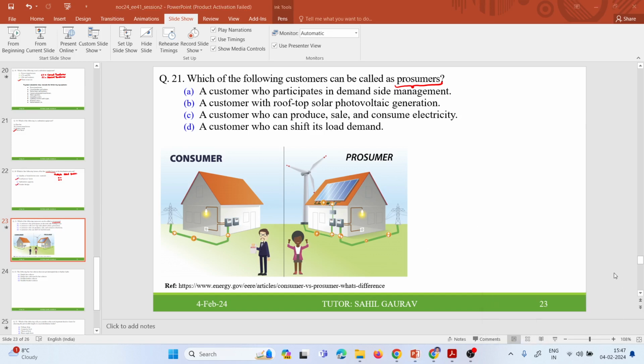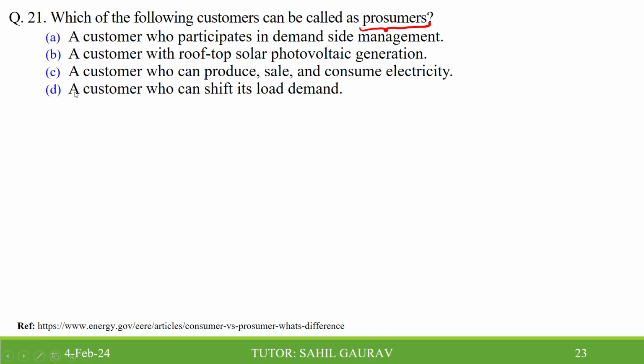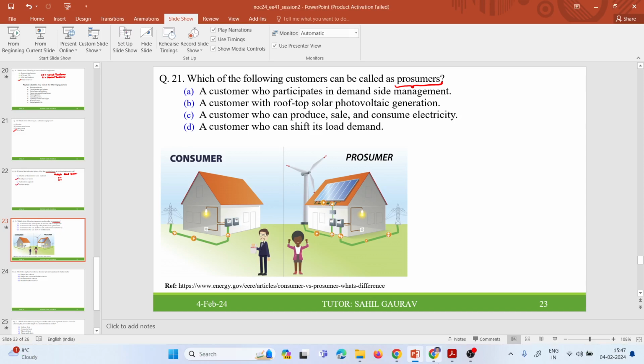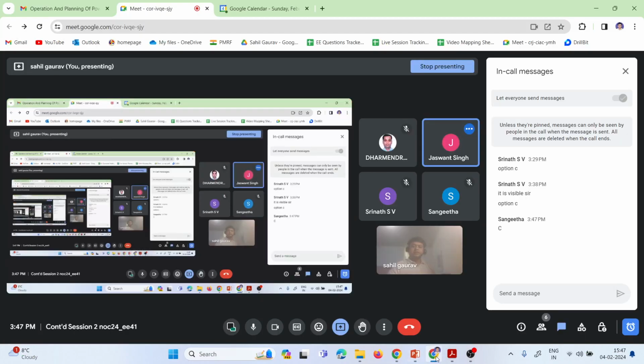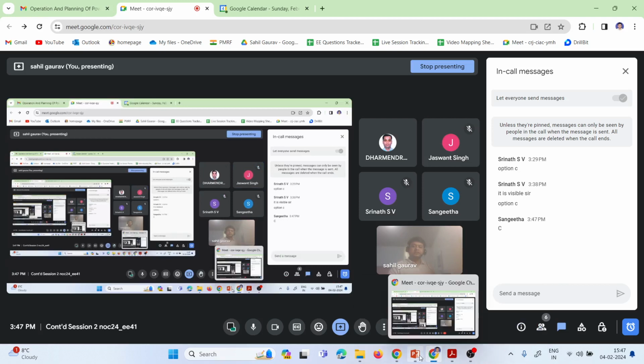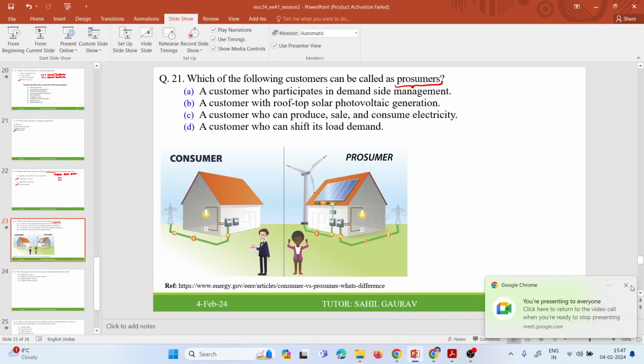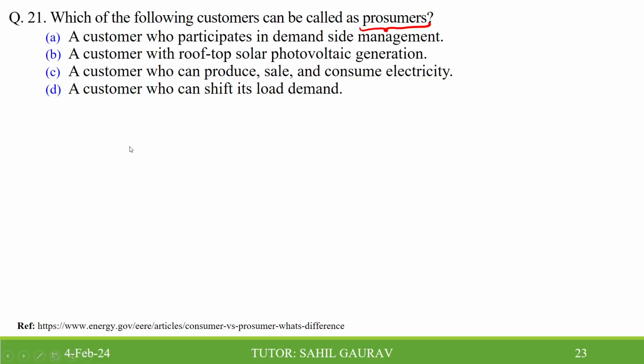So what should be the correct option? Option D. No, option D is incorrect. Dharmender, what do you think? Jaswant is saying option D. If not D, sir, can I go for another one? Option A, sir. No, it is also incorrect. B, for B, is 100% correct.